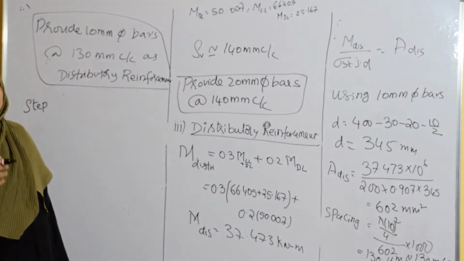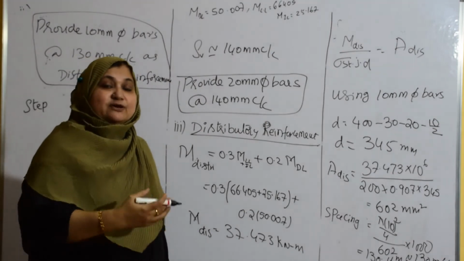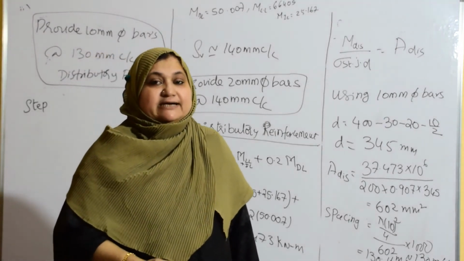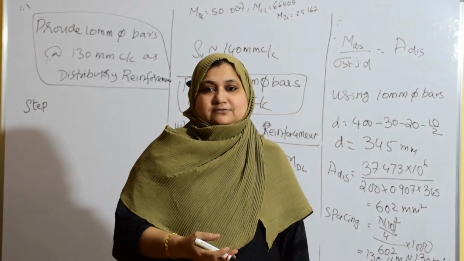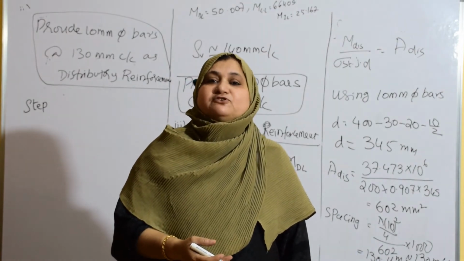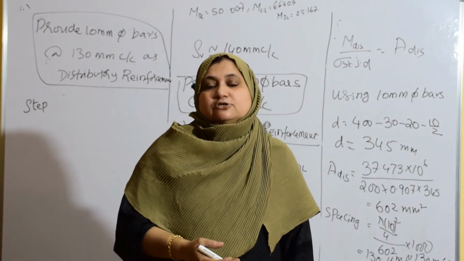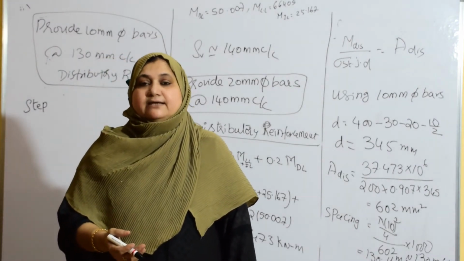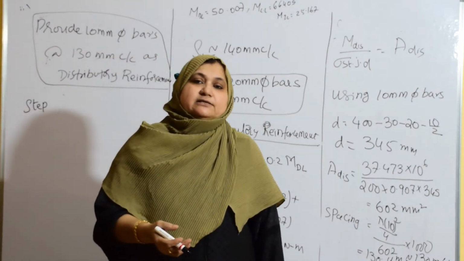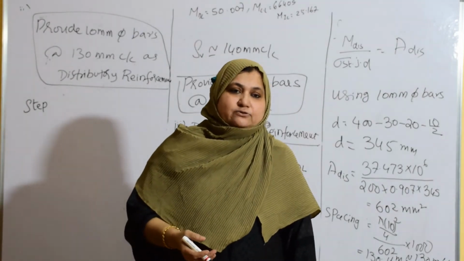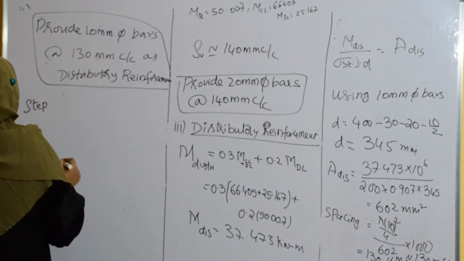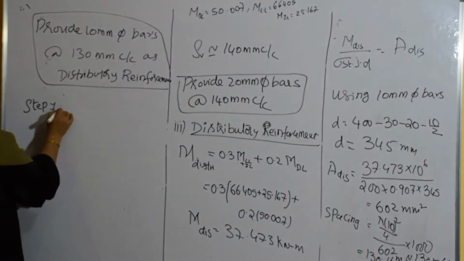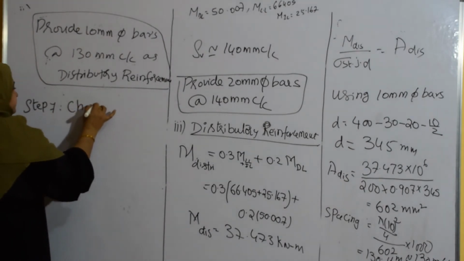Okay, but how to believe that your design is correct, whether it is going to sustain or not, right? So we have to give checks. Okay, so in slabs we are going to do 2 checks most majorly. One is check for shear, the other is check for bond length. Okay, so check for shear, this is our next step. Step 7, check for shear.